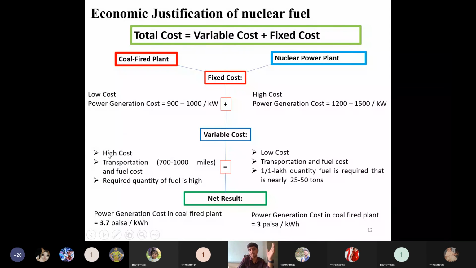Okay, similar quantity of power in the coal power plant. Because of this advantage, the variable cost will be very low in the nuclear power plant, but the variable cost is very high in the coal fired plants.